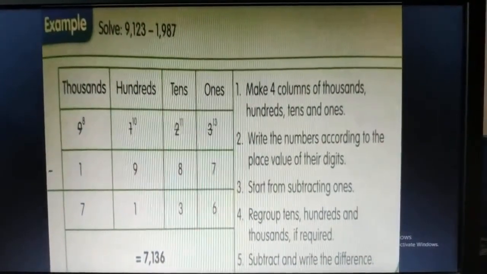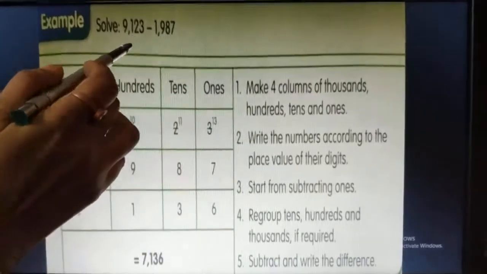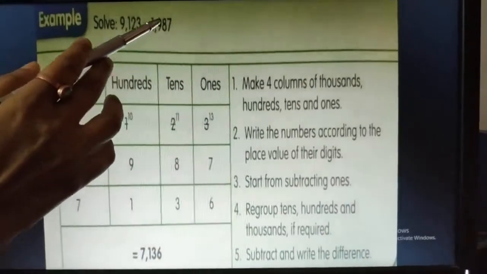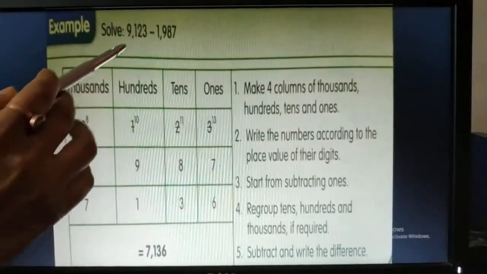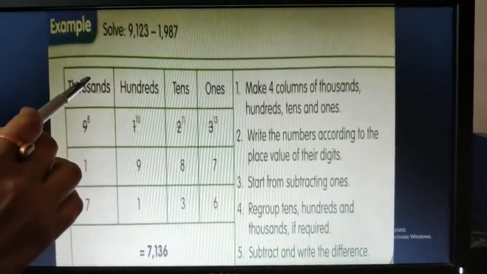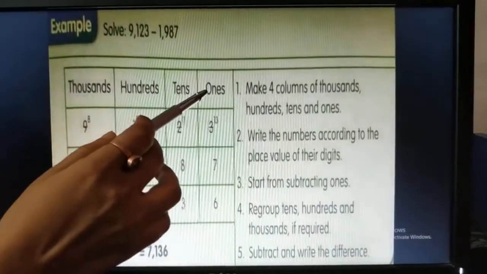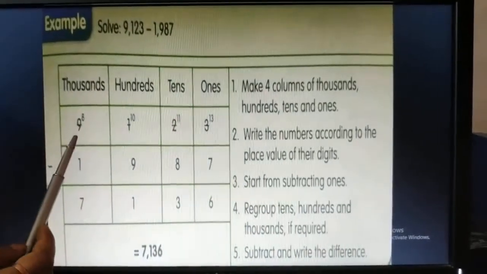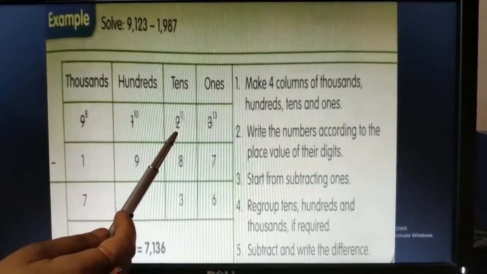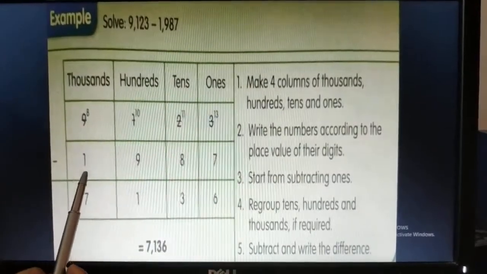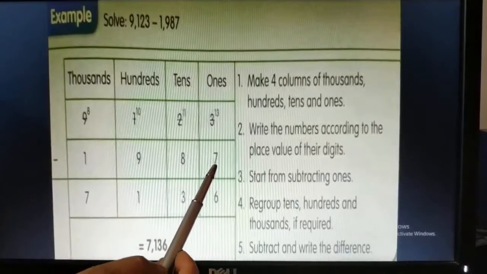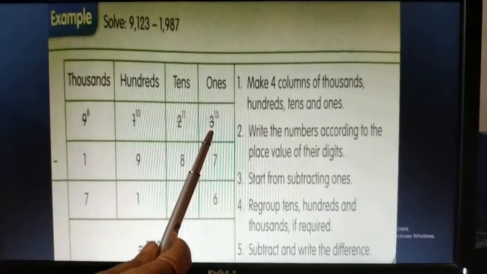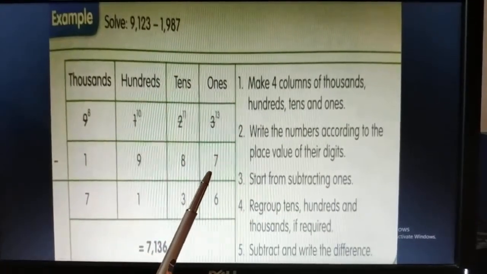First example is 9123 minus 1987. For the column method, we use the columns thousands, hundreds, tens and ones and write the numbers according to place value. 9 thousands, 1 hundred, 2 tens, 3 ones and 1 thousand, 9 hundreds, 8 tens, 7 ones. Always remember, in subtraction we will start from the ones place.